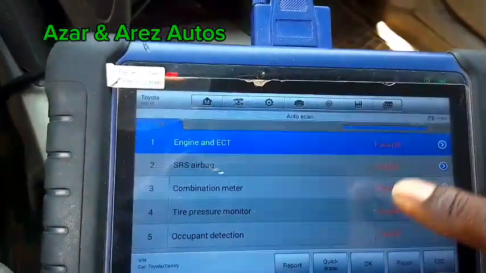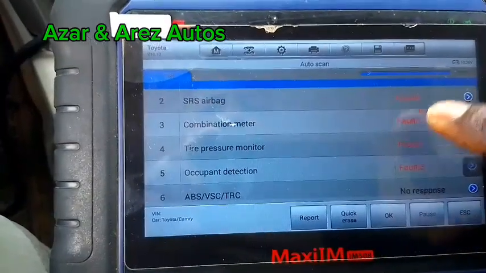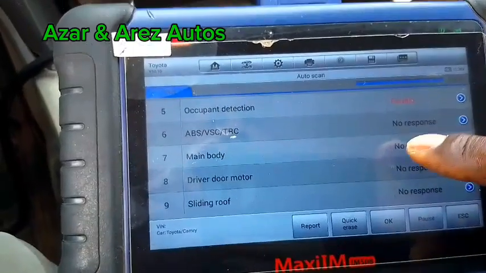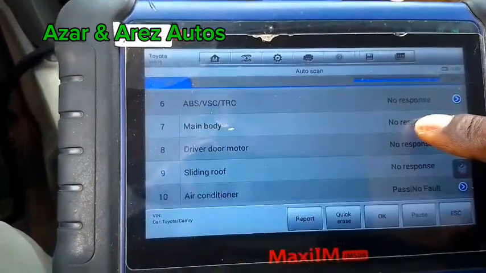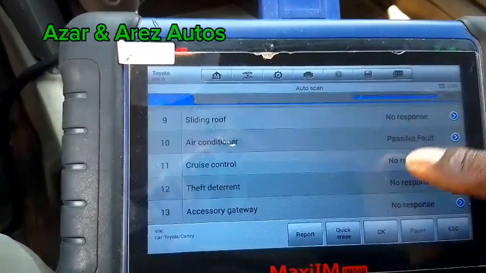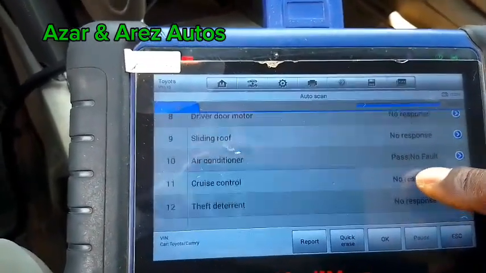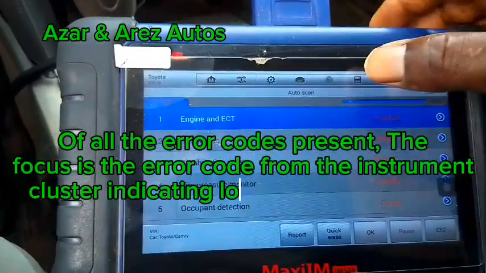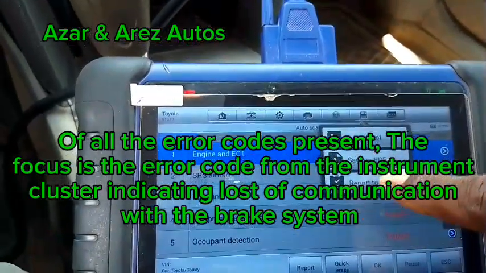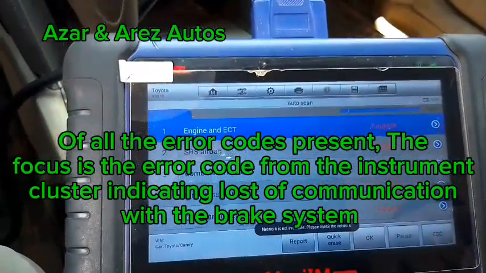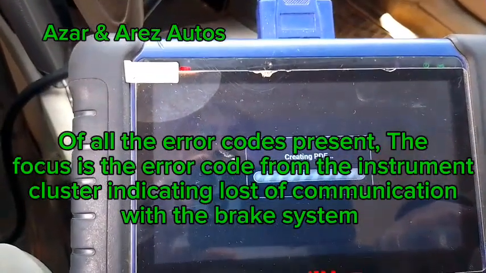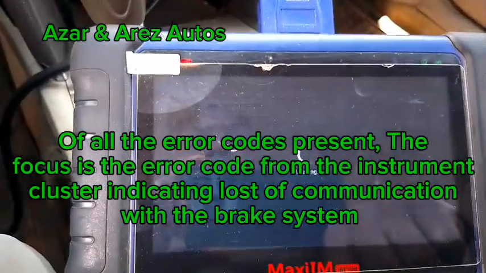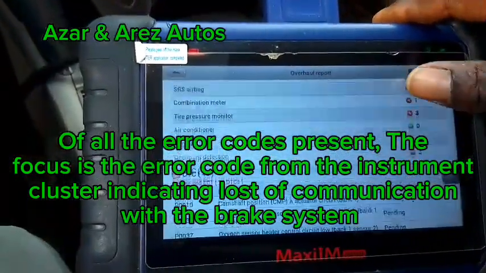What you can see here: the engine has 28 codes, the airbag 8, combination meter 1, tire pressure meter 1, occupant detection 1. There's no communication with the ABS, the BCM, or the driver door control module. There's loss of communication with every other part. So let's see what we have first.